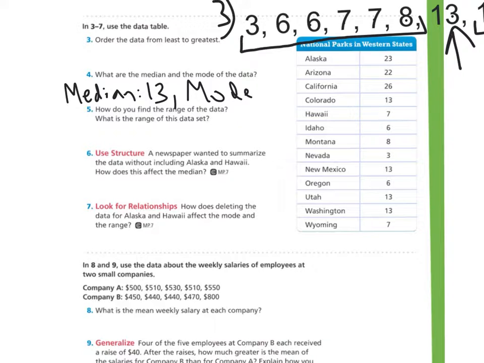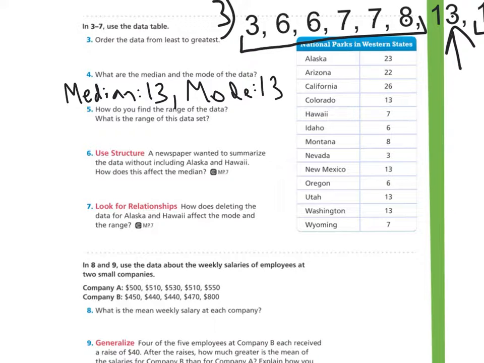They're also asking for the mode. A way to remember with mode, I don't think we mentioned earlier, mode is the one that happens the most. Mode, most. So 13 happens quite a bit more than the other numbers. This is, by the way, how many national parks there are in some of these western states.